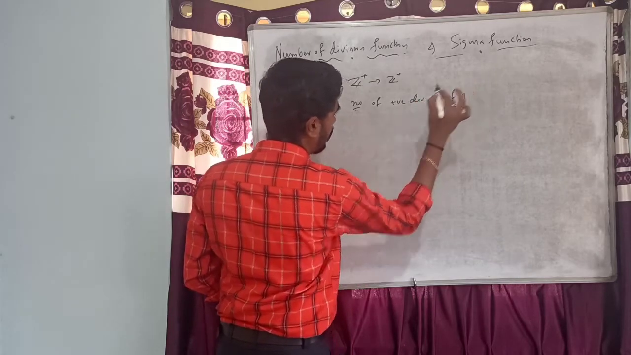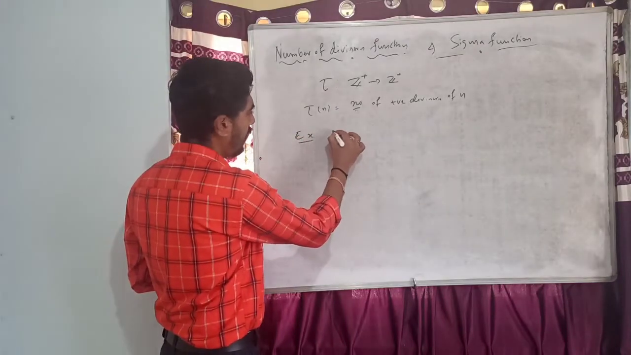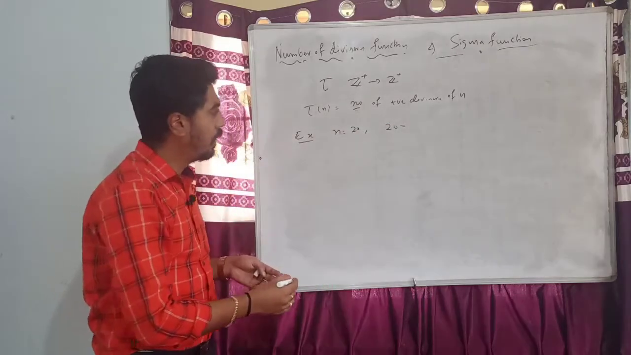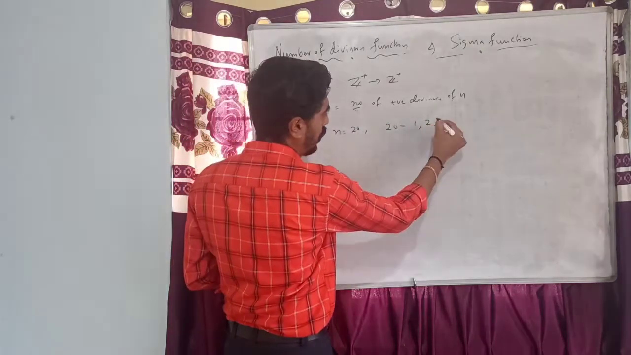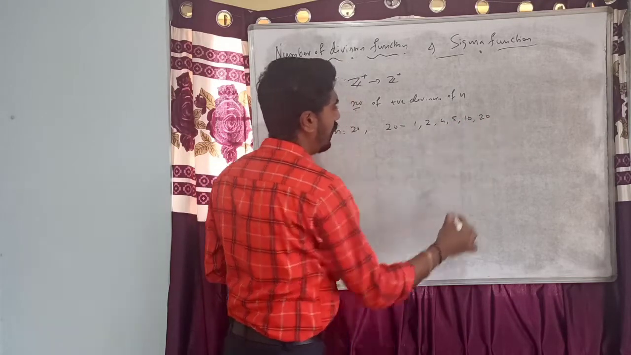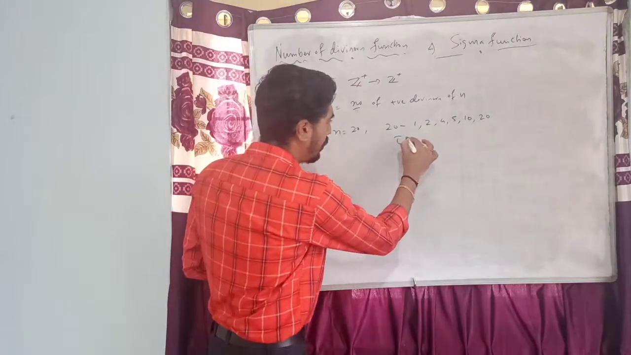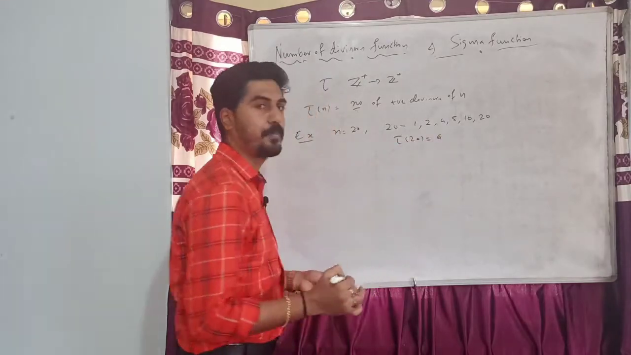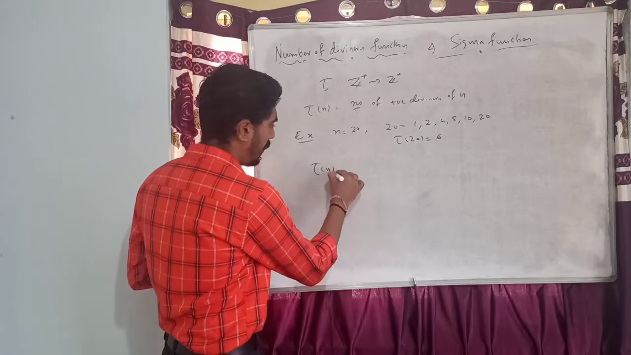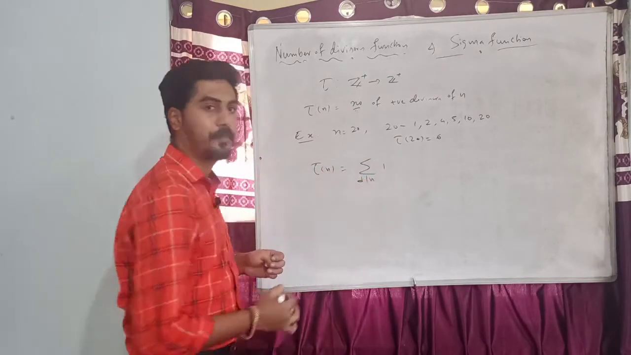Okay. Say for example, if I take n equal to 20, the divisors of 20 are 1, 2, 4, 5, 10 and 20. We have 6 distinct divisors, so tau of 20 will be equal to 6. Mathematically, we can write tau of n as summation of 1 for each divisor d of n.